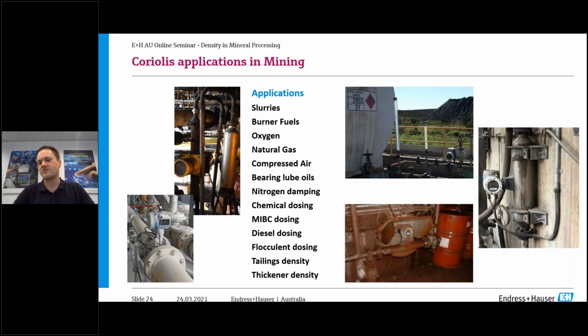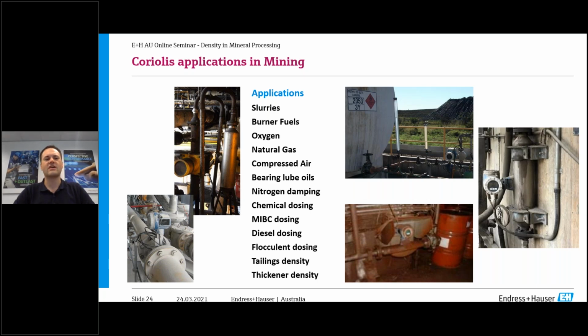Here's a number of pictures of lots of different applications of Coriolis meters installed either in slurries, liquids, or gases. So that picture on the right hand side is lube oil viscosity measurement using this ProMass I300 that I'll talk about on the next slide, and that can measure viscosity as well as flow and density.